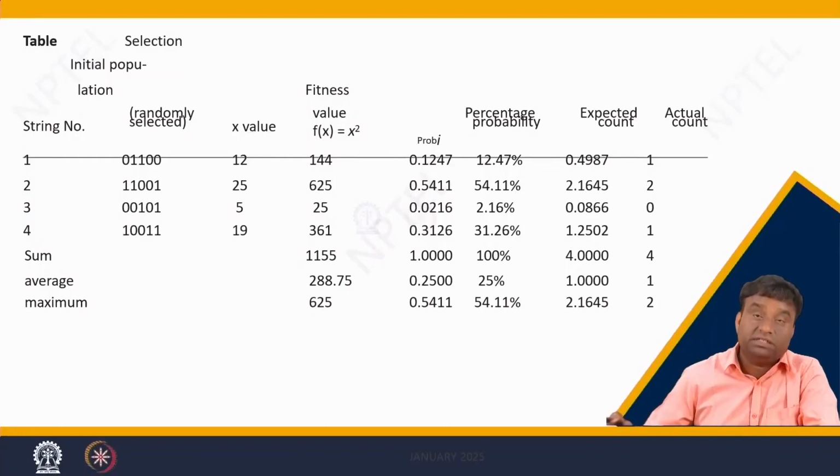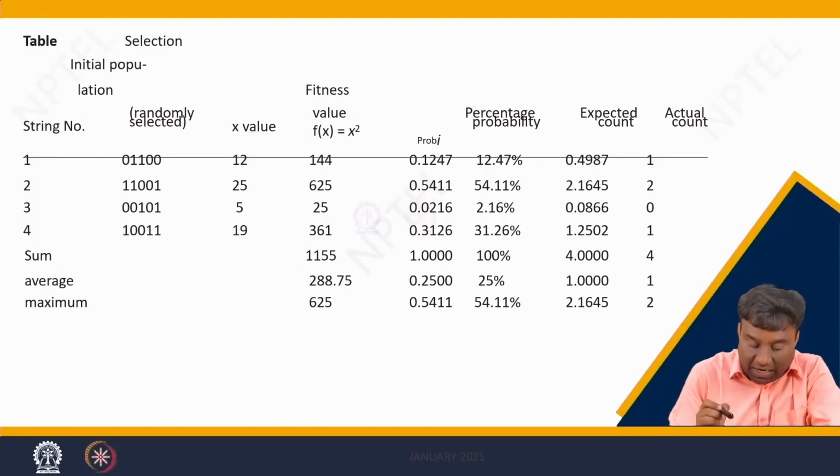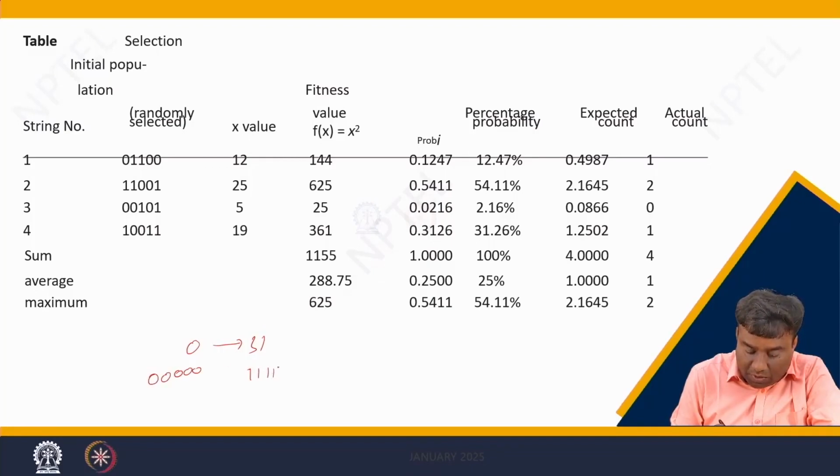Let us try to understand the same thing using an example, the table which I discussed earlier. Here the four populations belong to the range 0 to 31, from 0 0 0 0 0 to 1 1 1 1 1, taken in intervals like that. First we take 0 1 1 0 0, which is 12. Next is 1 1 0 0 1, which is 25. Then 0 0 1 0 1, which is 5. And 1 0 0 1 1, which is 19.